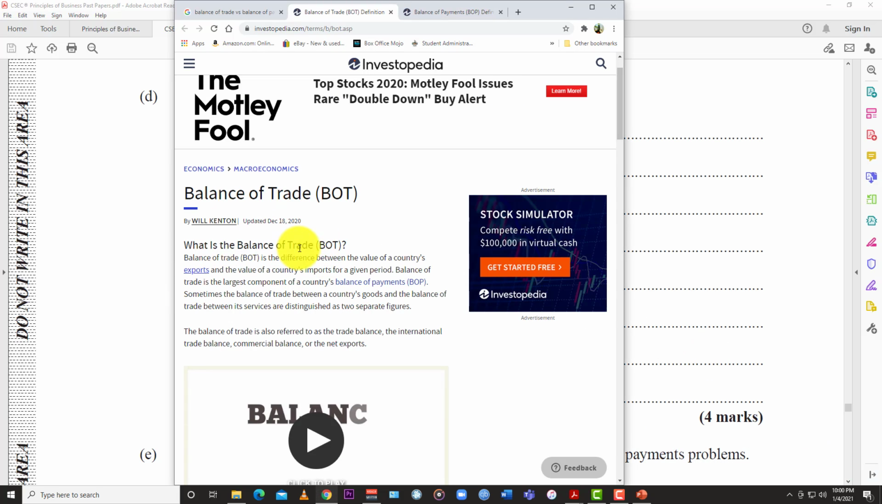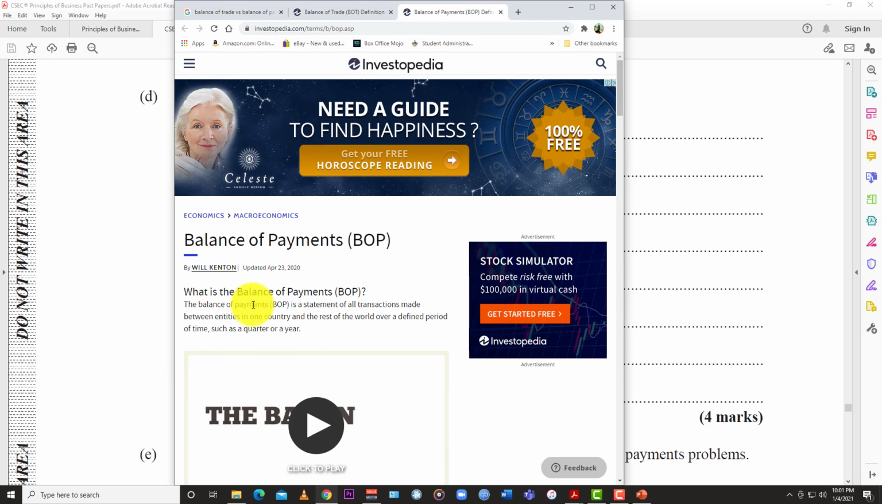And so we see here that the balance of trade can be defined as the difference between the value of a country's exports and the value of a country's imports for a given period of time. Whereas the balance of payments is a statement of all transactions made between entities in one country and the rest of the world over a defined period of time, such as a quarter or a year. So the balance of payments is a statement of all transactions made between that country and all the business that the country did with other countries in the rest of the world. So that's the balance of payments.